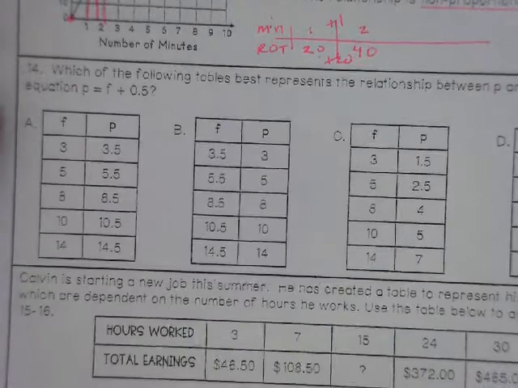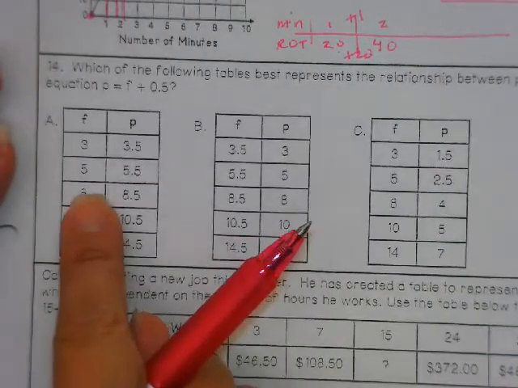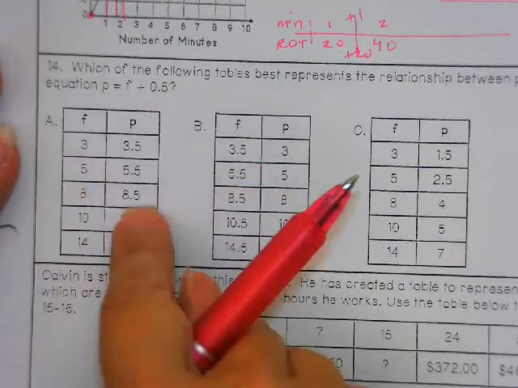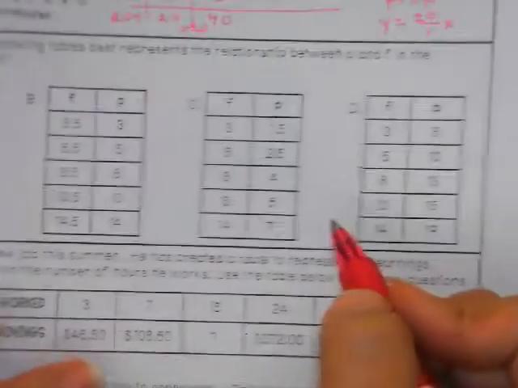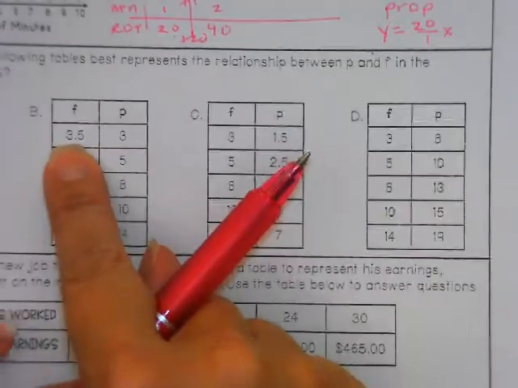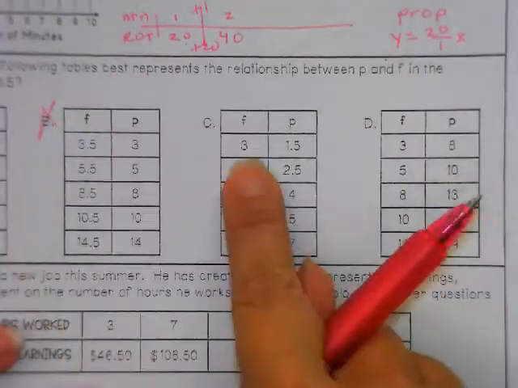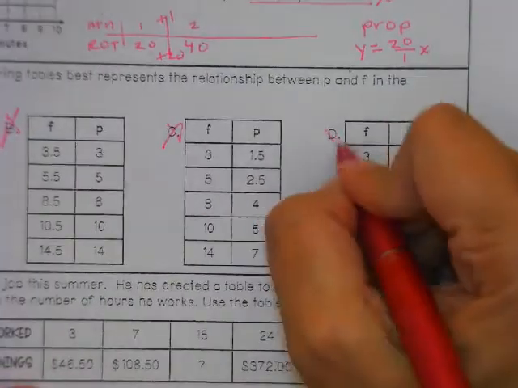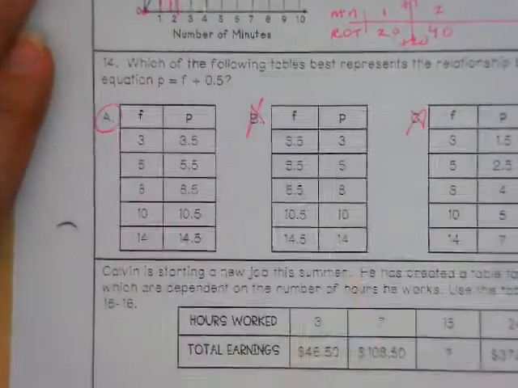Which of the following tables? So you're going to plug in for F and see what you get. 3 plus 0.5, 5 plus 0.5, 8 plus 0.5. So A is good. 3.5 plus 0.5 is not 3. 3 plus 0.5 is not 1.5. 3 plus 0.5 is not 8. So this one has to be A.